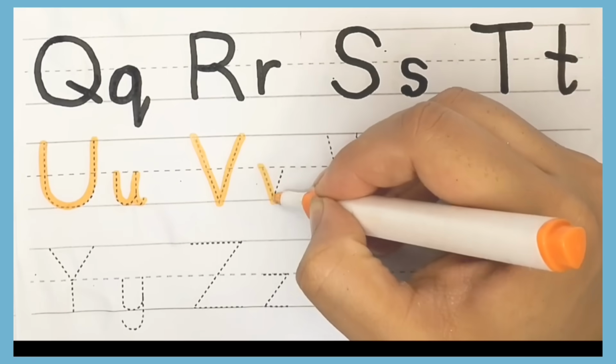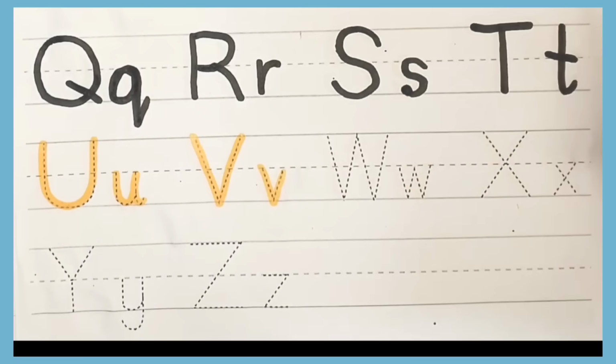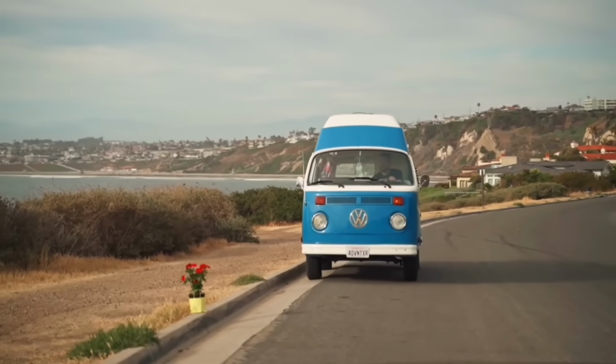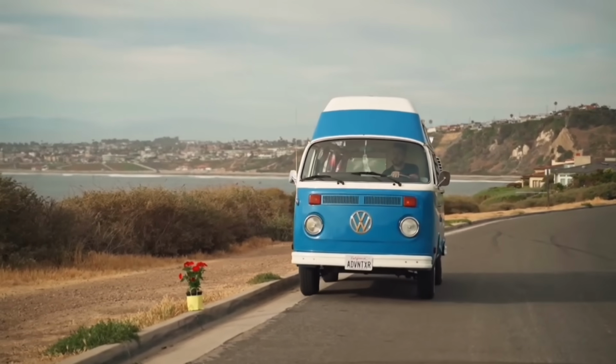Capital V, small v. V for van. Van carries people or goods. It runs on the road.